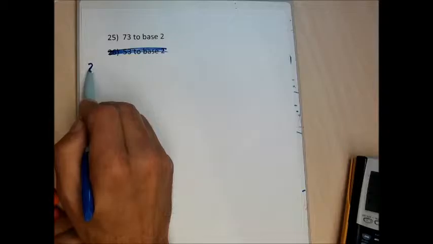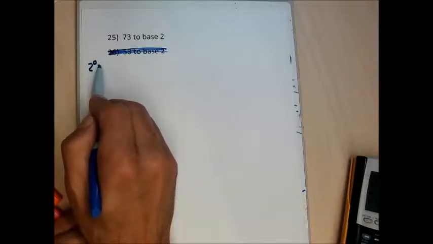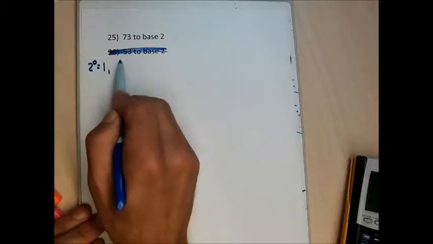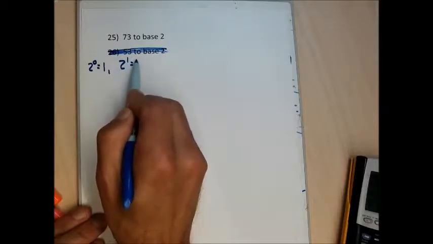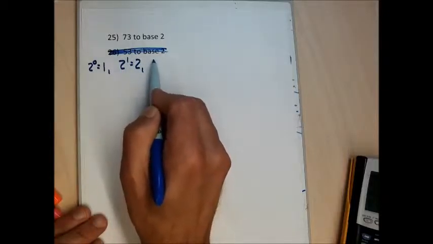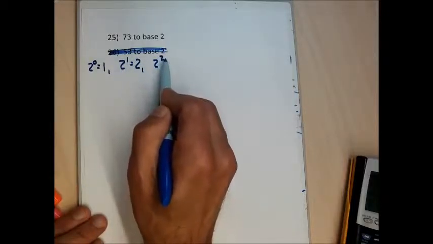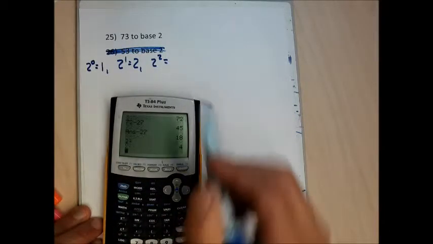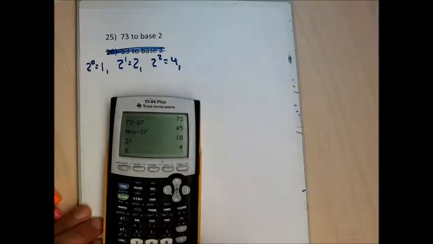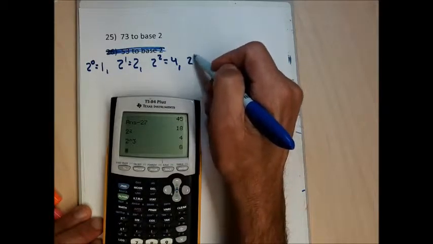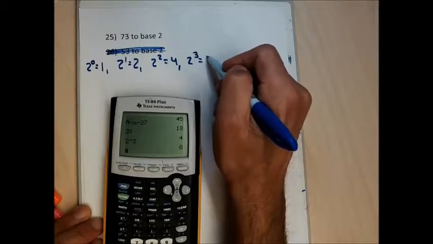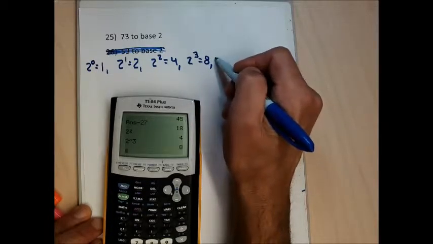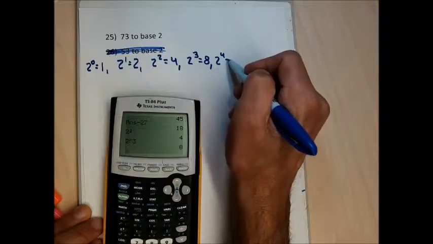So what I'm going to do, 2 to the 0 power is 1. 2 to the 1 power is 2. I don't need my calculator for these, but you can use your calculator. If you didn't know that 2 squared was 4, you could just go 2 squared and it tells you it's 4. If you don't know that 2 cubed is 8, you can bust it out on your calculator. So if you don't have the powers memorized, you need to get every power of 2 in this problem until you get bigger than 73.